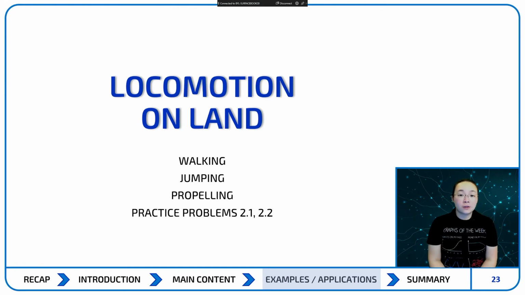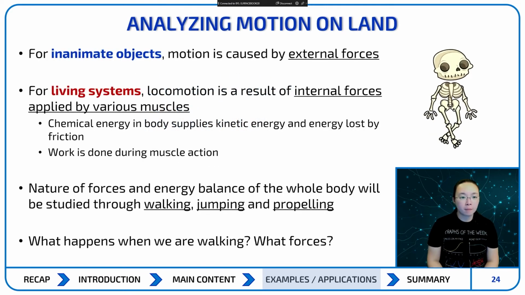Okay, so now I'm going to start talking about the different applications of what we've learned. With all of the foundational knowledge done with, we can now move on to going through three different types of examples of motion. And that means motion on land, motion in air, and motion in water. So we're going to start off with motion or locomotion on land. We're going to go through walking, jumping, and propelling, and I'll introduce 2 practice problems that you can try to work on throughout the week.